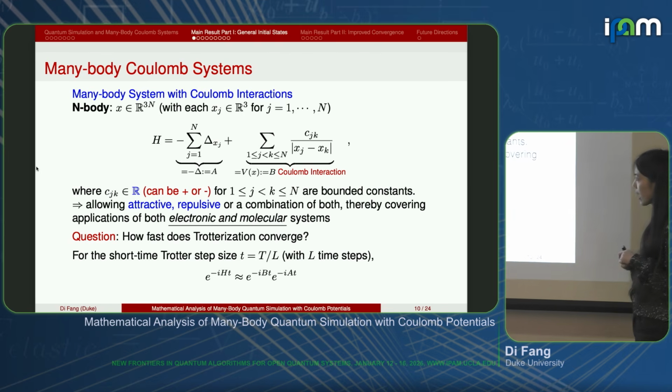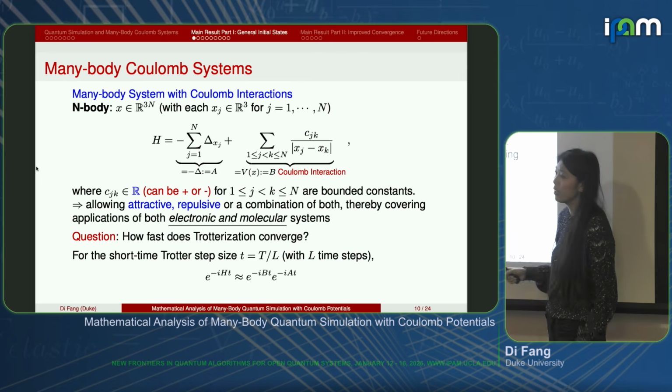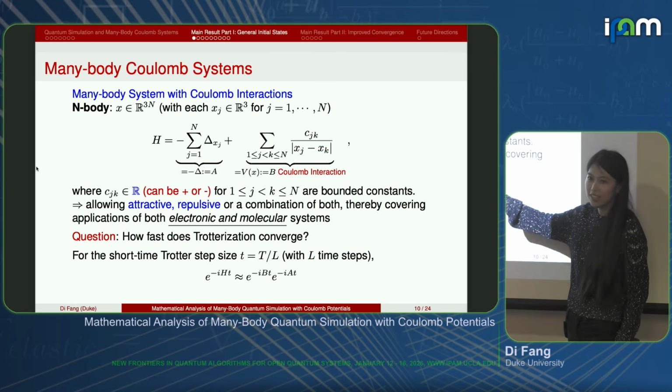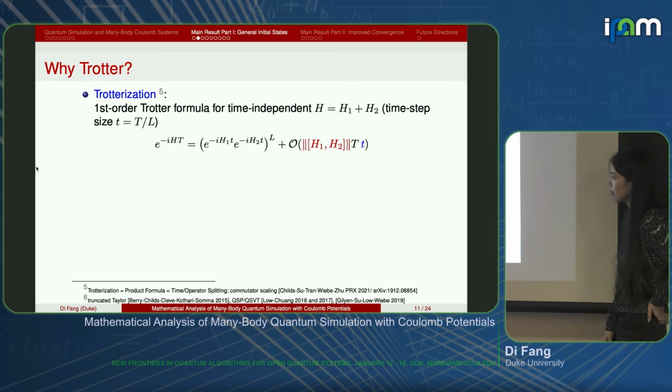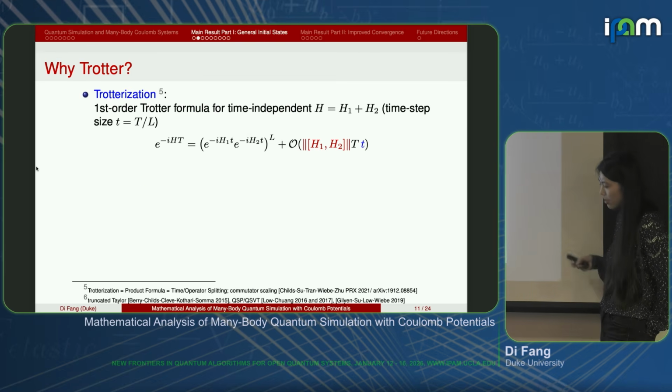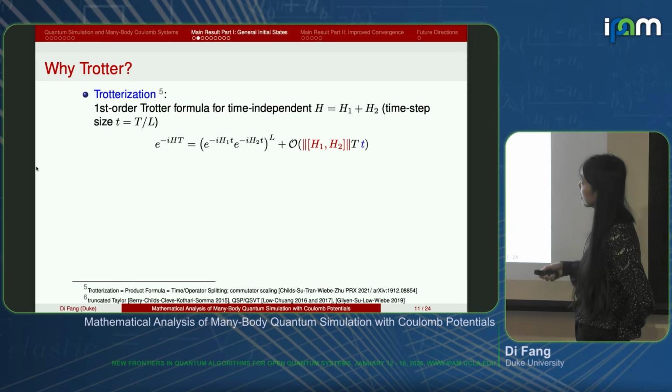So the concrete thing that I'm going to prove is the question of how fast does trotterization converge in the continuum limit. Trotterization, of course, everybody is familiar with it. But then you may wonder, why do I care about trotterization? Because there are great other algorithms out there in terms of quantum simulation. Why don't we consider those?